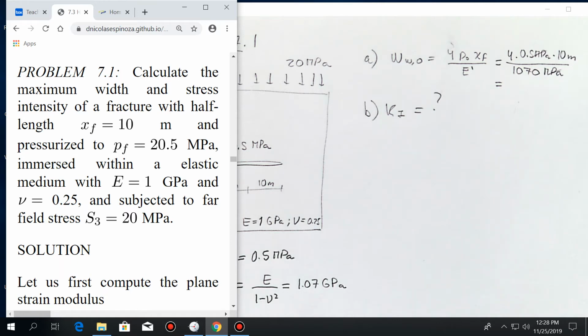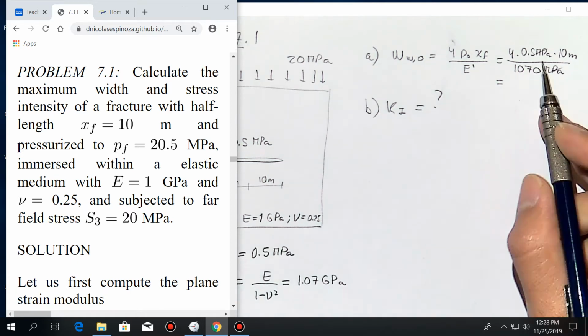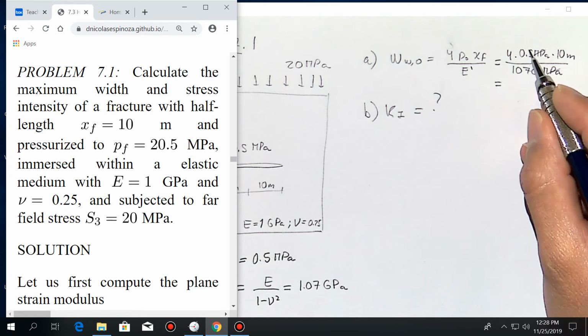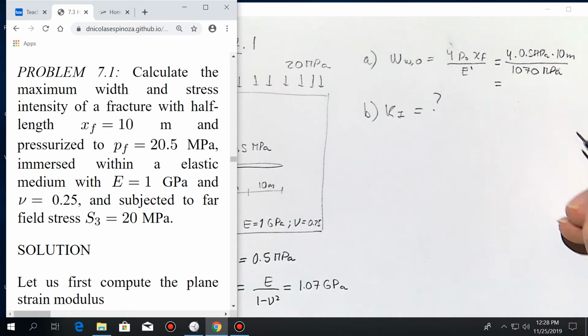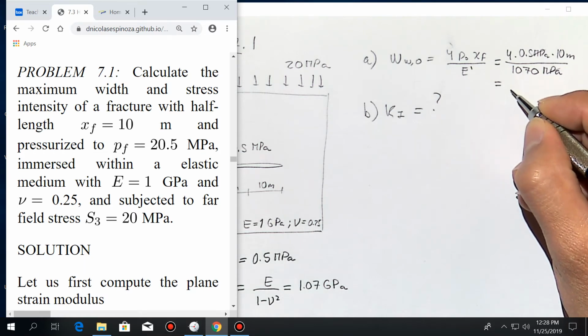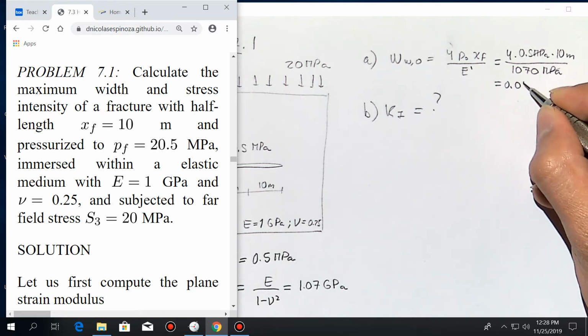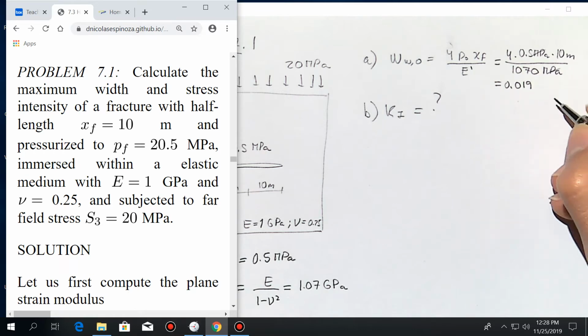Did anyone calculate the actual number? Zero. Oh, because I didn't see this 0.5. So then what's the number? 0.019 meter. Okay.